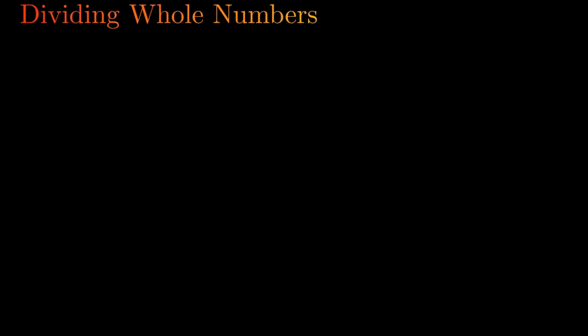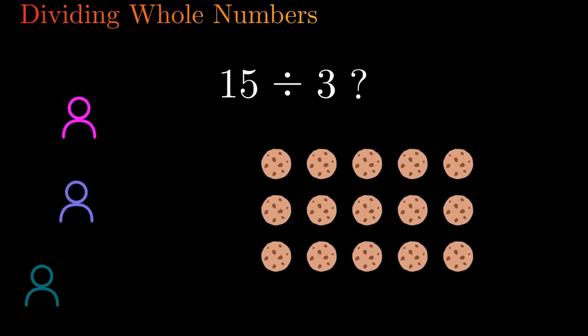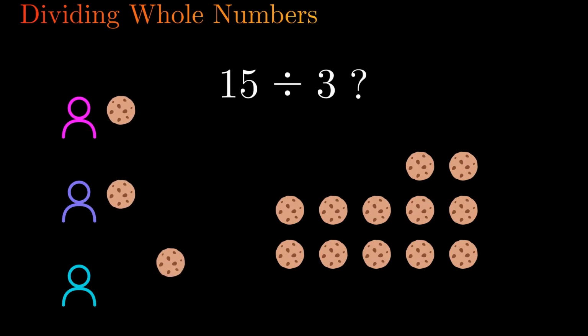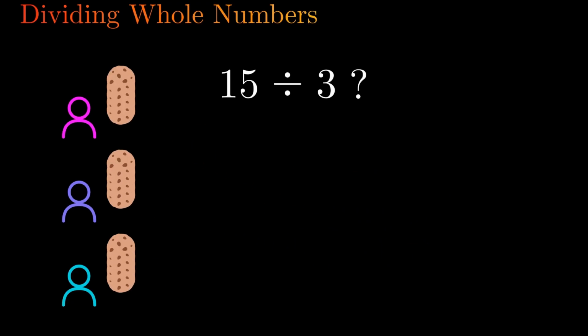Now let's talk about division. Division helps us split a total amount into equal groups. You can think of it as sharing or repeated subtraction. For example, if you have 15 cookies and want to share them equally among 3 friends, how many does each friend get? You give 1 to each friend, then another, and so on. Each friend gets 5 cookies, so 15 divided by 3 is 5.